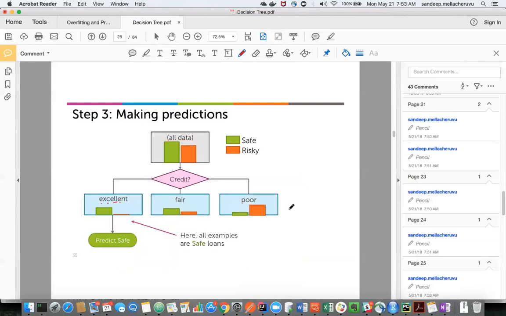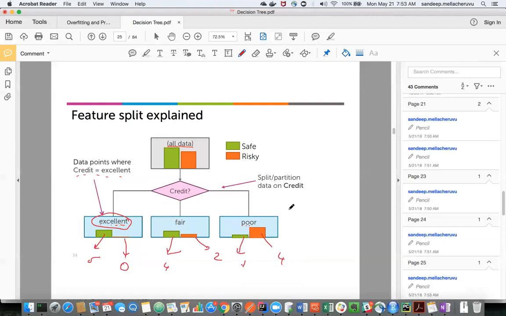Okay. Now, how to make predictions? Let's say I want to predict after splitting on the first feature itself, how do I make the prediction? For example, here I have safe and risky loans. In one node, 1 safe loan and 4 risky loans. In another node, I have 4 safe loans and 2 risky loans. And here, when credit equal to excellent, I have 5 safe loans and 0 risky loans.